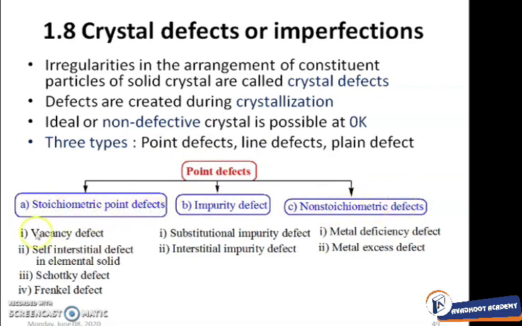Stoichiometric point defects can be vacancy defect, self-interstitial defect, Schottky defect and Frenkel defect, whereas impurity defects can be substitutional impurity defect and interstitial impurity defect, whereas non-stoichiometric defects can be metal deficiency defect and metal excess defect. Now let us discuss one by one.